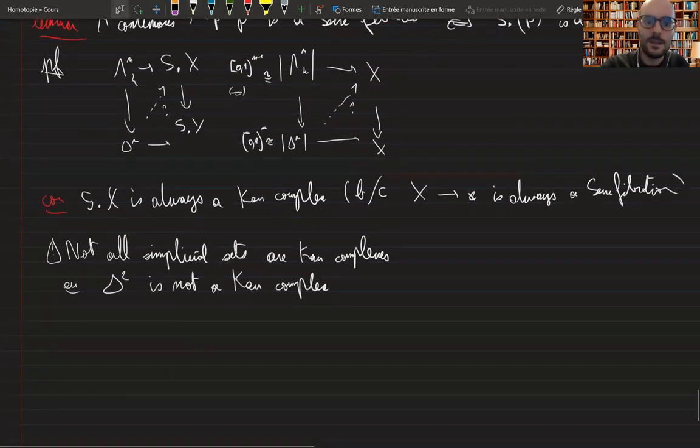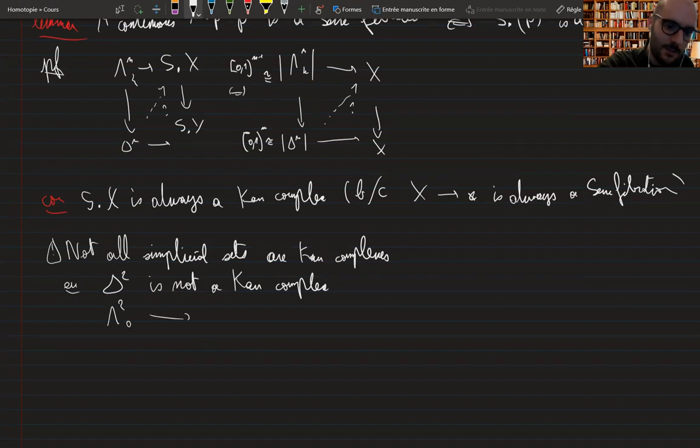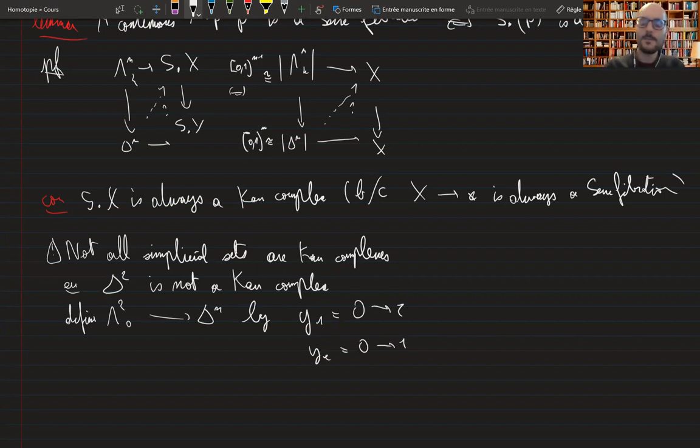All right, let's show it. So let us define a map from Λ^2_0 into Δ^2 by y1 is (0,2), and y2 is (0,1). So we do have d_i of y_j is equal to d_(j-1) of y_i, right? This is satisfied, essentially, because we have the same 0 here.